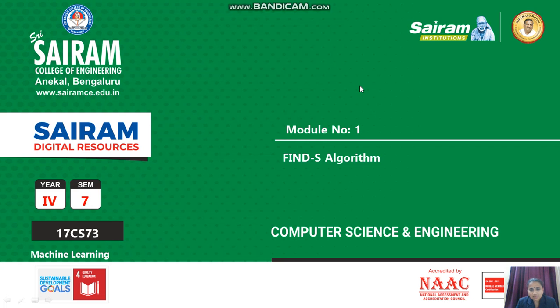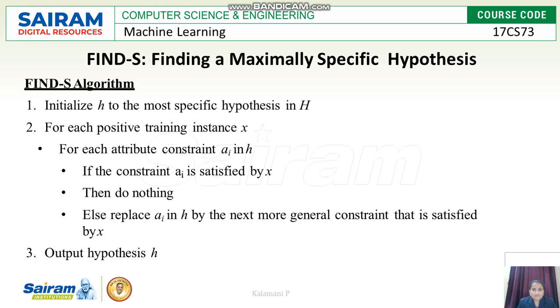From the topic itself, it is Find-S. S means specific. Find-S means finding a maximally specific hypothesis. The "find" indicates finding a maximally specific hypothesis, and that S indicates specific hypothesis. So that is called the Find-S algorithm.